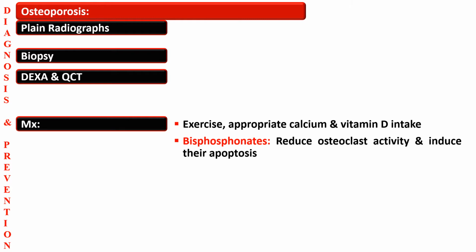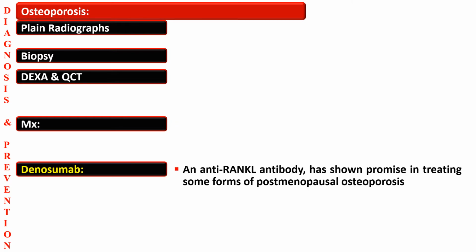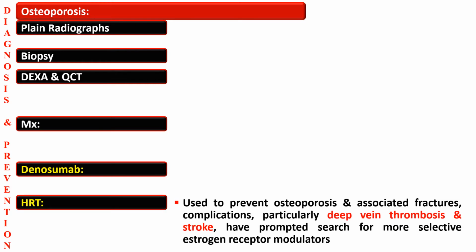bisphosphonate is also used, and it is helpful as it reduces osteoclastic activity and induces osteoclastic apoptosis. Denosumab is also used. This is an anti-RANK ligand antibody and prevents activation and action of osteoclast. All these measures act on the osteoclast to stop their activity. None has proven so far to act on the osteoblast or bone formation.